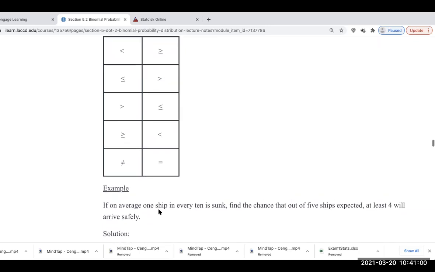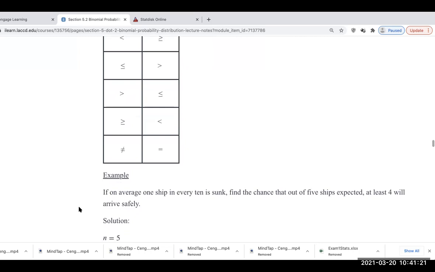So let me do the following. If, on average, 1 ship in every 10 is sunk, find the chance that out of 5 ships expected, at least 4 will arrive safely. So let's see if this is a binomial random variable. There are a fixed finite number of trials. There are 5 of them. They're independent. The fact that 1 ship is sunk does not affect the fact that another ship sinks.